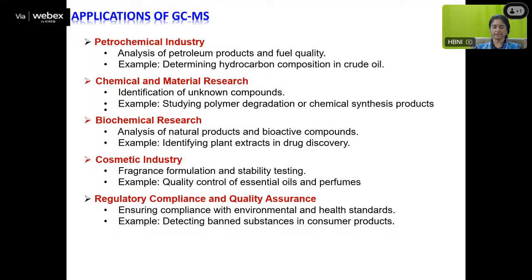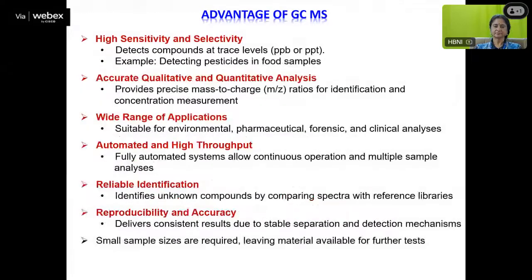You can use that. But for all the applications, the same column cannot be used. There are various types of columns, different columns. So once you start using your GCMS, you can gain experience on which columns will be applicable for what type of work. So columns may be different.